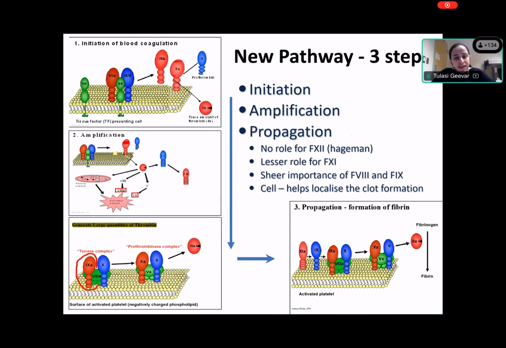There's a lesser role for factor 11, because if there are sufficient amounts of factor 8 and 9, large amounts of thrombin can be generated by the amplification step without the role of factor 11. And here we understand the sheer importance of factors 8 and 9. Without factor 8 and 9, a proper clot or proper fibrin cannot form. And all this process occurs on the surface of a cell, which helps to localize the clot formation.